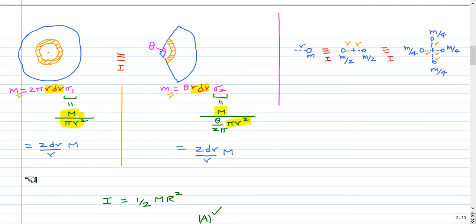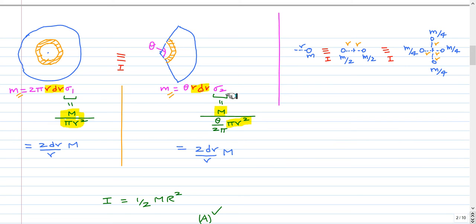Here is the solution. So the moment of inertia of a disc and a moment of inertia of a sector which has got the same mass will be equivalent. To understand that, let's consider a ring at a distance r, elemental ring, and a corresponding sector of the ring. So the mass of this ring is 2 pi r into dr into the surface density sigma 1, and the mass of this sector of ring is theta r, which is this circumference length, into the thickness dr into the surface density sigma 2.